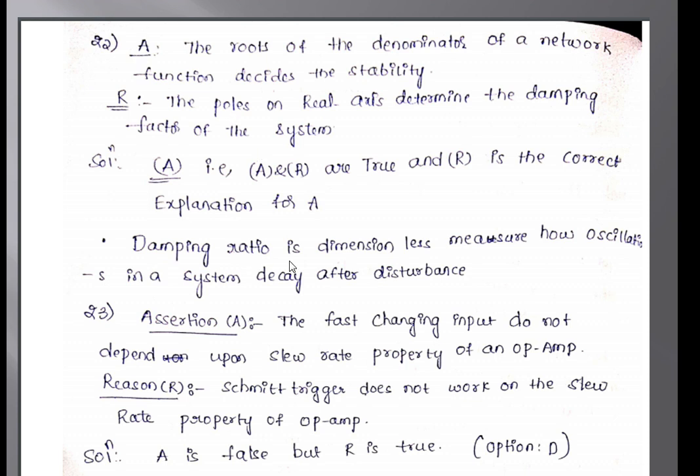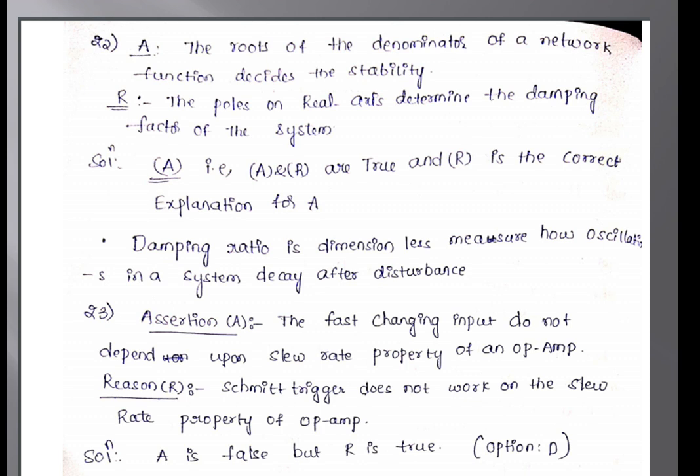So here the damping ratio is a dimensionless measure of how the oscillation in a system decays after a disturbance. It measures how the oscillation in a system decays after disturbance.